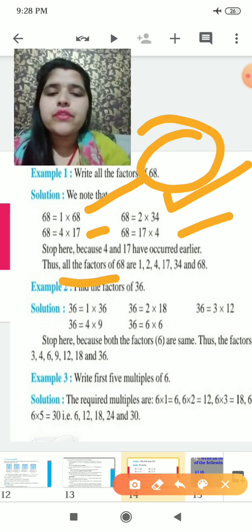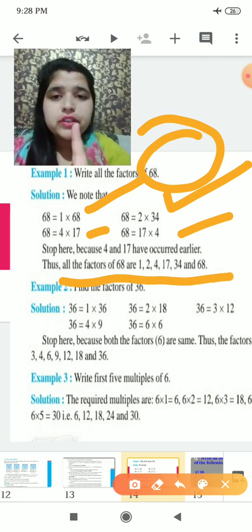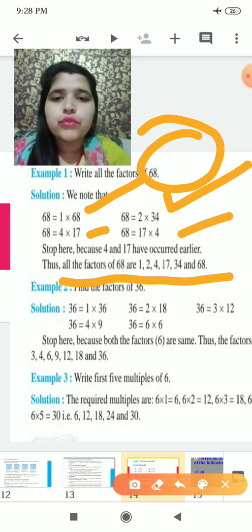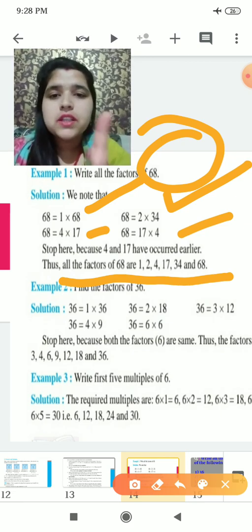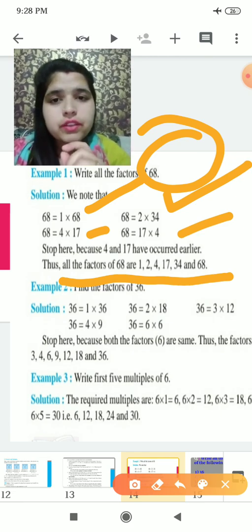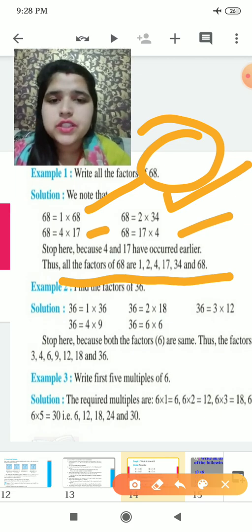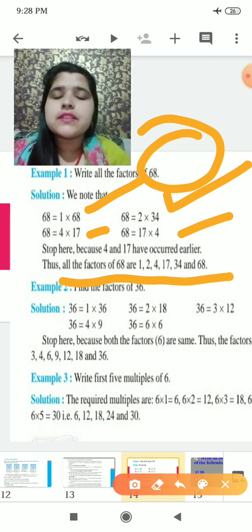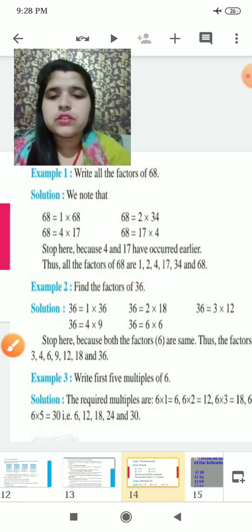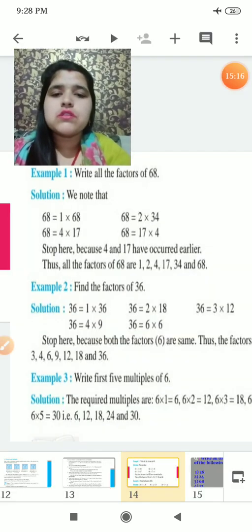So all the factors of 68 are 1. I have told you that 1 will be the factor of every number. So 1 you have to close your eyes and write it. So 1 and the number itself, the number which is given to you, that is 68. 1 and 68 will definitely come. 1, 2, 4, 17, 34 and 68. These are the factors of 68.